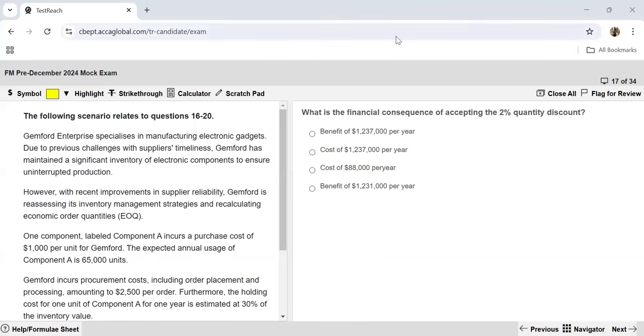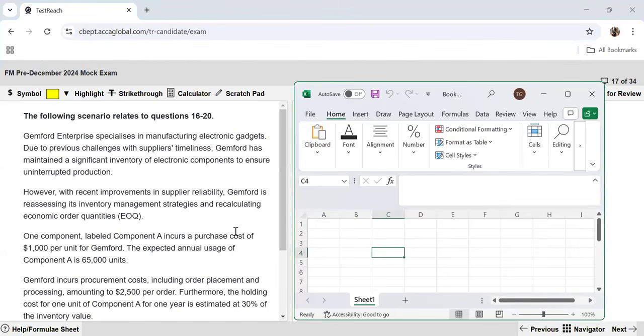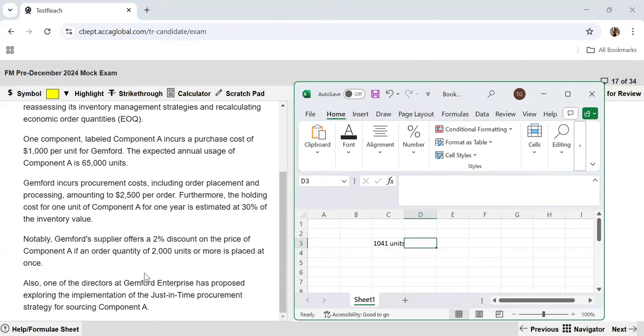So I'll just present my whole screen. All right, here it is. So you will be able to see the Excel file as well now. We know that with EOQ, the answer that we were getting was 1041 units. So we will do the calculation at both. The second scenario will be where the order size is 2,000 units, because at 2,000 or more, the supplier gives us a discount.